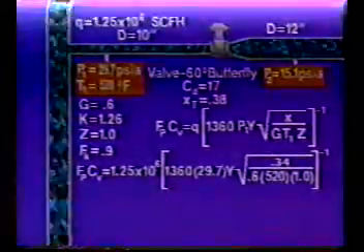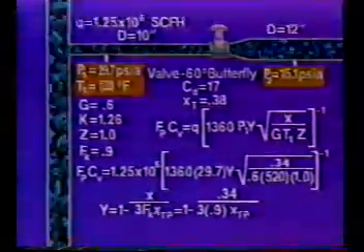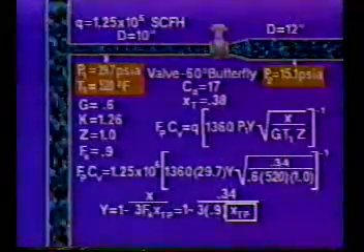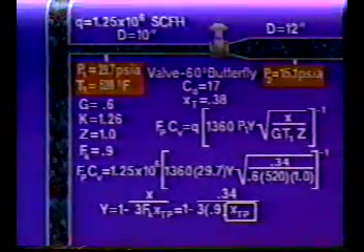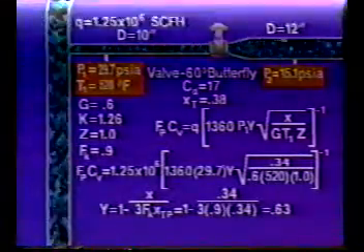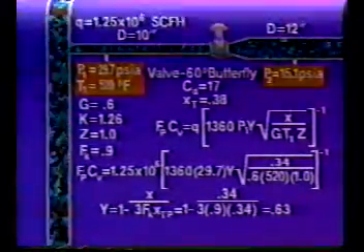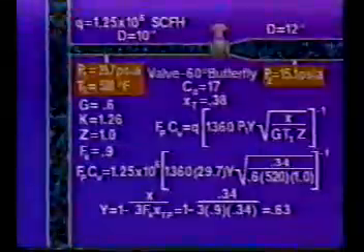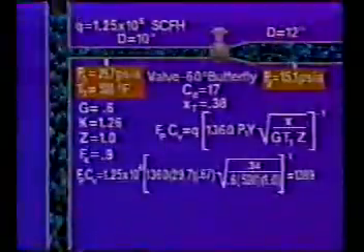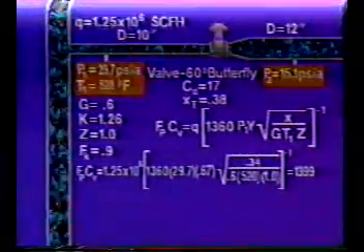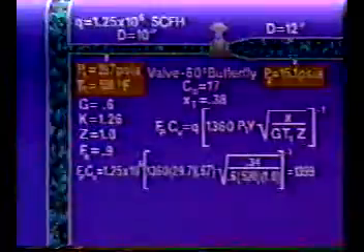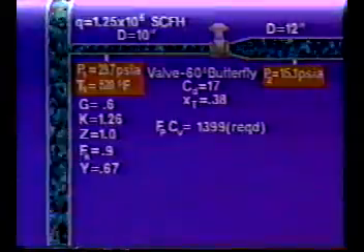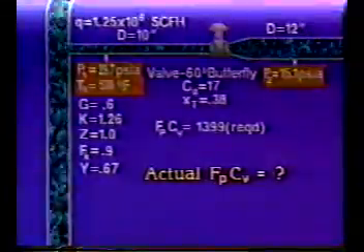The only remaining value to be found is Y. All of the terms required to solve for Y are known, with the exception of X sub TP. Since no reducers are used at the valve inlet, its value is equal to X. So the calculated value of Y is 0.63. This is less than the limiting value of Y, so the limit, 0.67, is used. With all of the terms known, F sub P C sub V can be calculated. The result is a required value of 1,399. The next step is to calculate the actual value of F sub P C sub V.